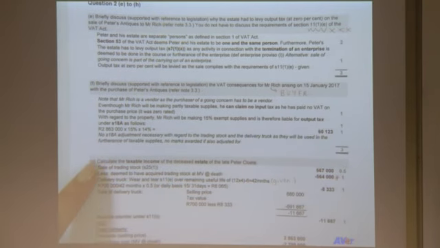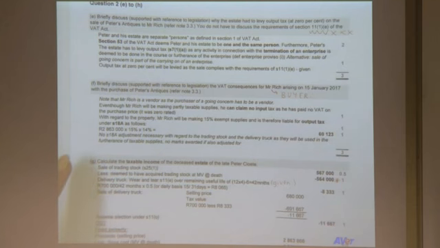Okay, so question 2E said, briefly discuss why the estate had to levy output tax on the sale of Peter's antiques. You do not have to discuss the requirements of section 11.1e. So a lot of you went into section 11.1e and you discussed that. But that's why you have to read your required very carefully and make sure what we are asking of you. We said, please do not discuss section 11.1e. So if you did, you're just wasting your time, okay, because there's no marks allocated to that.